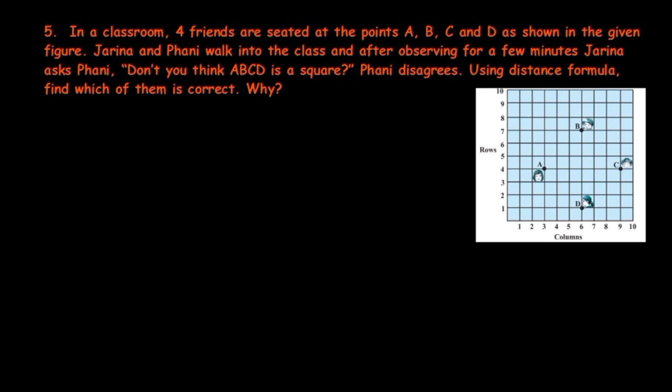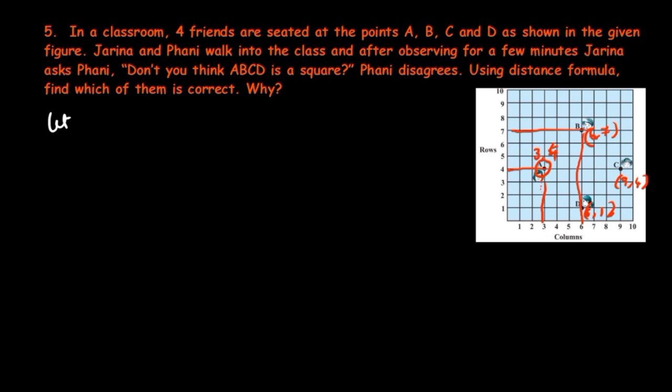Okay, so first of all we should find the vertices A, B, C, D. Just observe on the screen, the vertex A is 3 comma 4, because this is 3 and here the point is 4. The vertex B is 6 comma 7, because this is 6 and this is 7. And the C is 9 comma 4, and the point D is 6 comma 1.